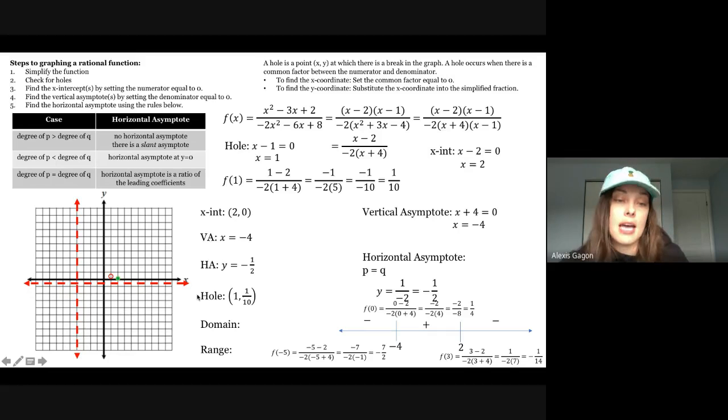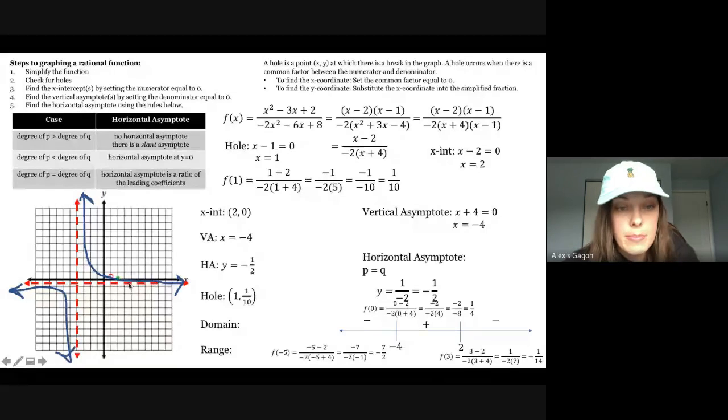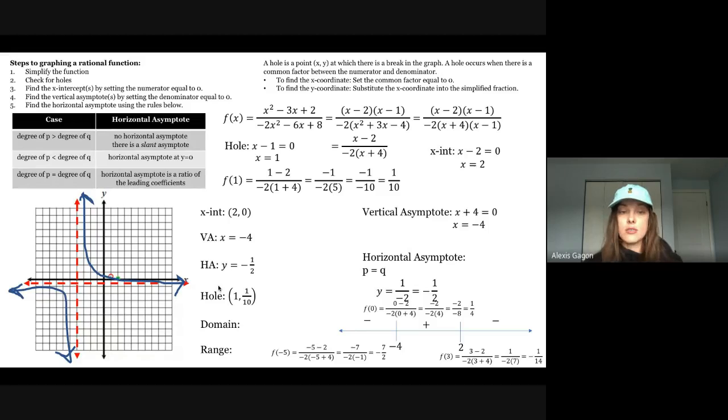So here, I'll just click through this. I can see over here that this is negative, because less than negative 4 is negative. So that means this all has to be below the x-axis. Between negative 4 and 2 is positive, so this part has to be above the x-axis. And then above 2 goes back negative, but it follows this asymptote, so it's just going to be barely below that x-axis right there. Okay. Questions with that?